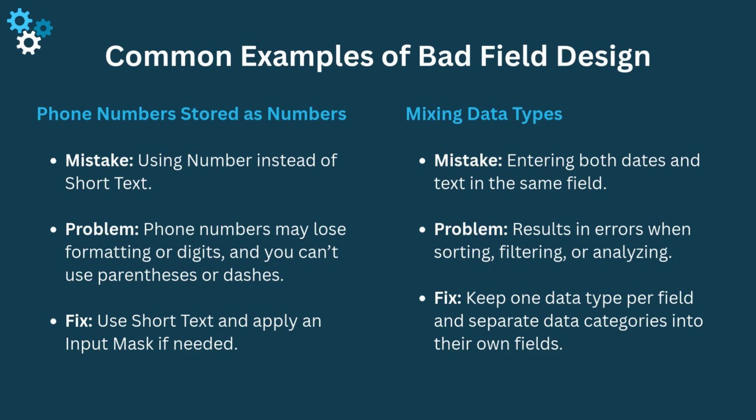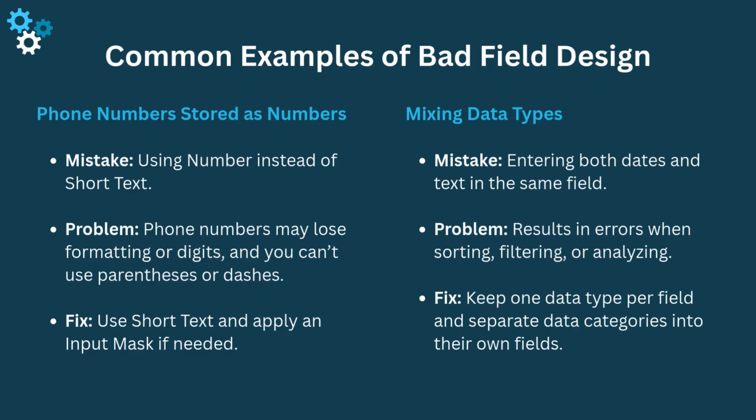Another example are phone numbers. Storing a phone number as a number, you are going to lose formatting like the parentheses around the area code, or dashes between some of the digits may disappear. Instead, use short text, possibly with an input mask as needed. Storing a phone number as text will retain parentheses and dashes, preserving the format of a number.